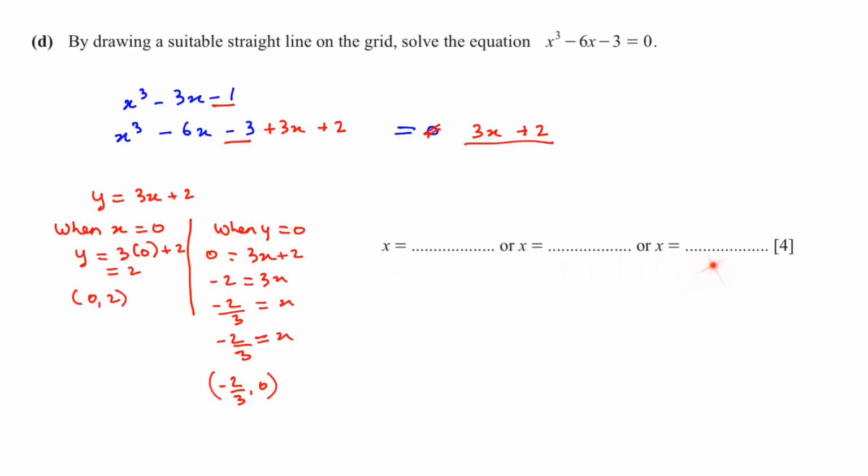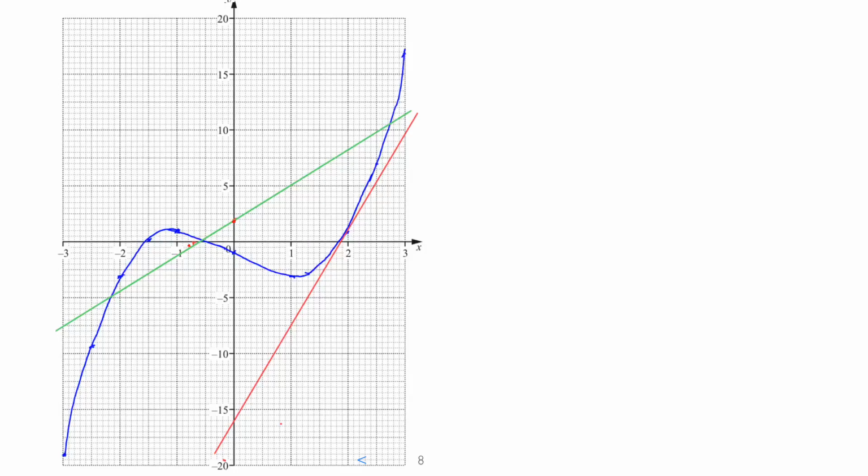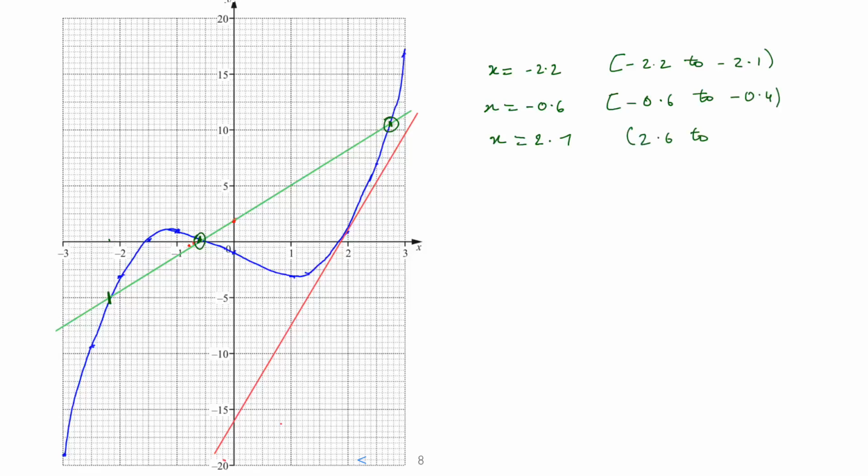We have to find the 3 values of x. It means where this line intersects our curve. So the 3 x's: one is this point here, one is this point here, and the other is here. So which are the 3 points? When x is equal to negative 2.2, and here when x is equal to negative 0.6, and this one when x is equal to 2.7. We have been given a range of negative 2.2 to negative 2.1, and negative 0.6 to negative 0.4, and 2.6 to 2.8.